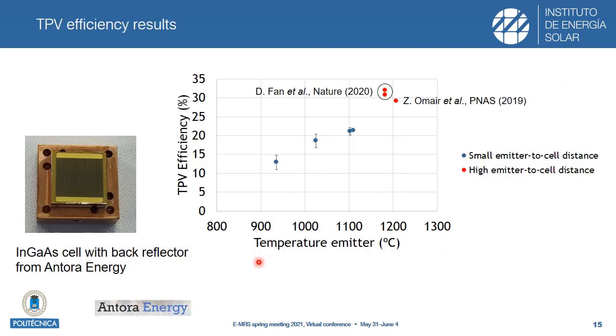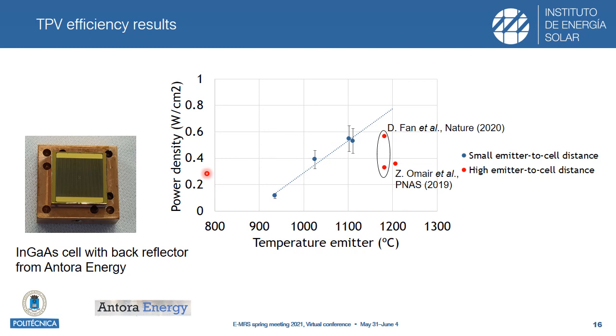Here we show some TPV efficiency results obtained for different emitter temperatures. The blue points correspond to measurements obtained with our setup, where indium gallium arsenide cells with back reflectors provided by Antora Energy have been tested. These results are compared to the record efficiencies reported in the literature, which are represented by the red points. Let me point out that these record efficiencies were obtained using a high emitter-to-cell distance, so different assumptions and non-in situ measurements were used.